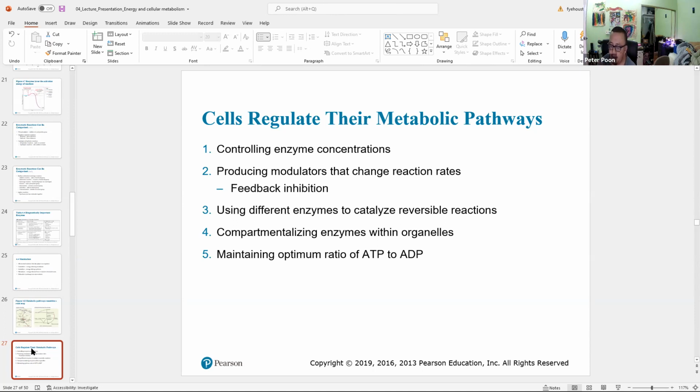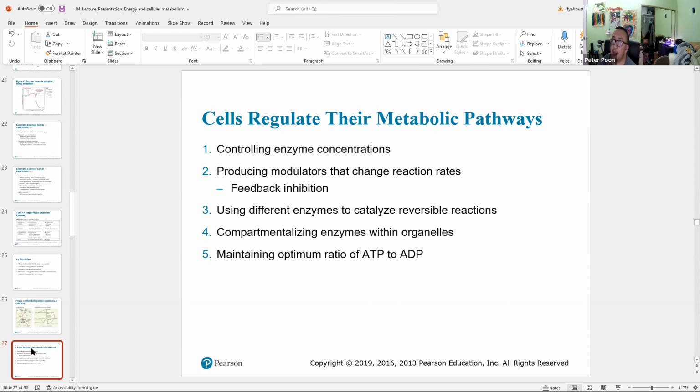So if we want more of a chemical reaction, we make more of that enzyme. We can also put modulators on the enzymes themselves that make them work faster or work slower, mainly slower. We have different enzymes to catalyze different reversible reactions. So if we want a pathway to change direction and go backwards, we can make the enzymes do that.